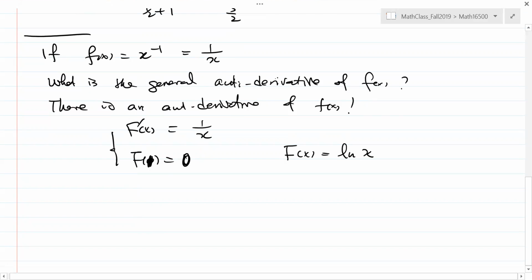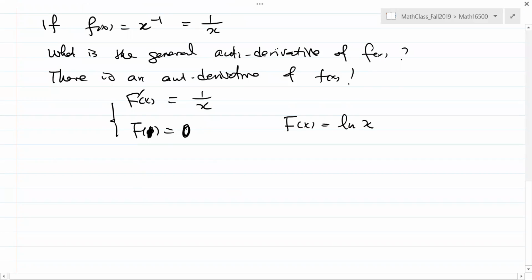But I'm not going to discuss this now. In 166, there was a section about this, right? But how can we find the antiderivative of a slightly more general function, like a combination of two power functions? So we need the following facts, okay?